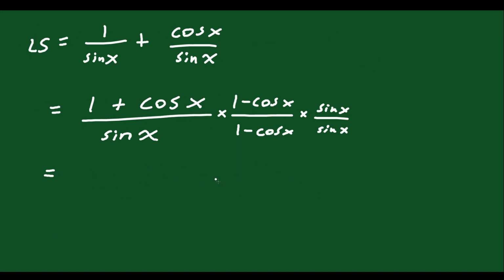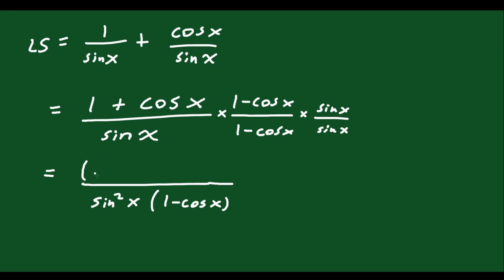Okay, so what do we get? Well, on the bottom, you have sine x times sine x, which is sine squared x, and then that's being multiplied by 1 minus cos x, so I'll leave that alone for now. On the top, you have a 1 plus cos x times 1 minus cos x. You can multiply those together, right?